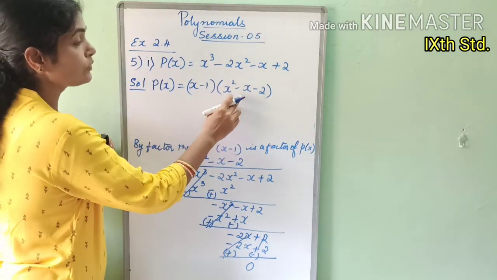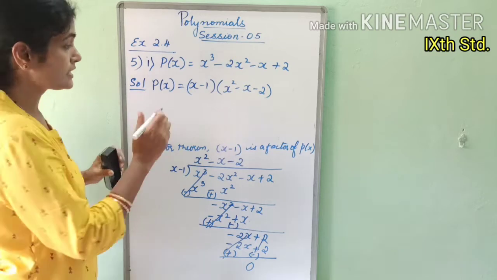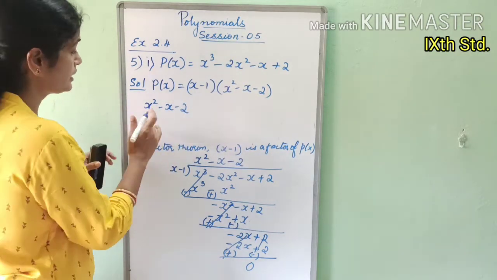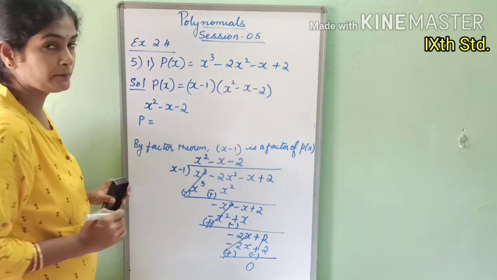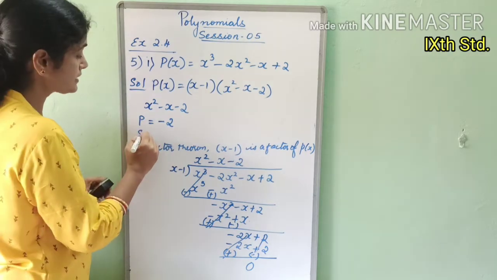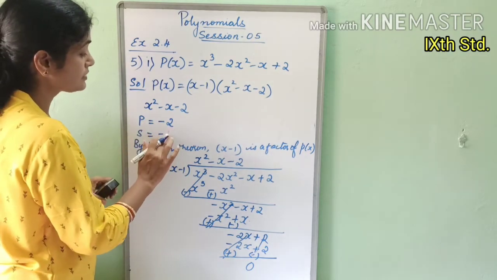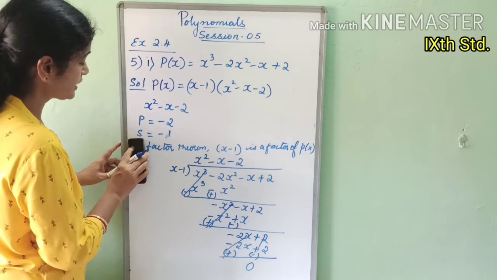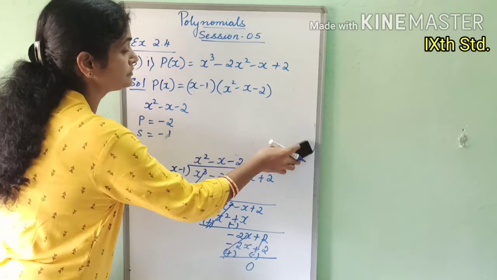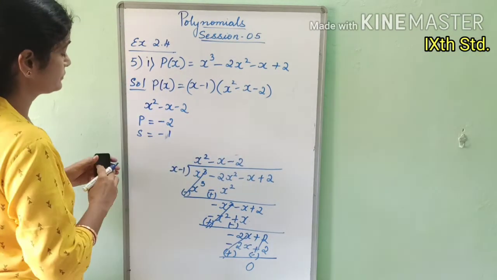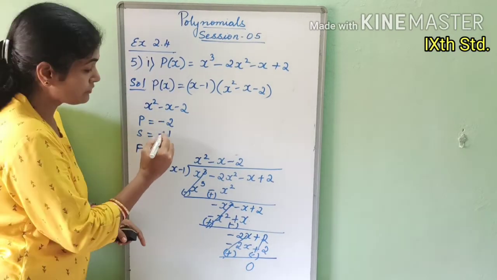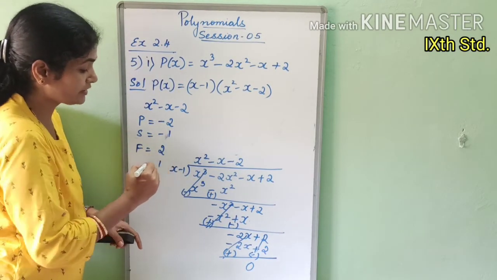Now this x square minus x minus 2, you split it. You have to factorize that one. So factorizing by splitting the middle term. What is the product? Product is minus 2. Sum is minus 1. So what are the factors? Factors for this is what? When we multiply it, we have to get 2. So 2 and 1 are the factors.